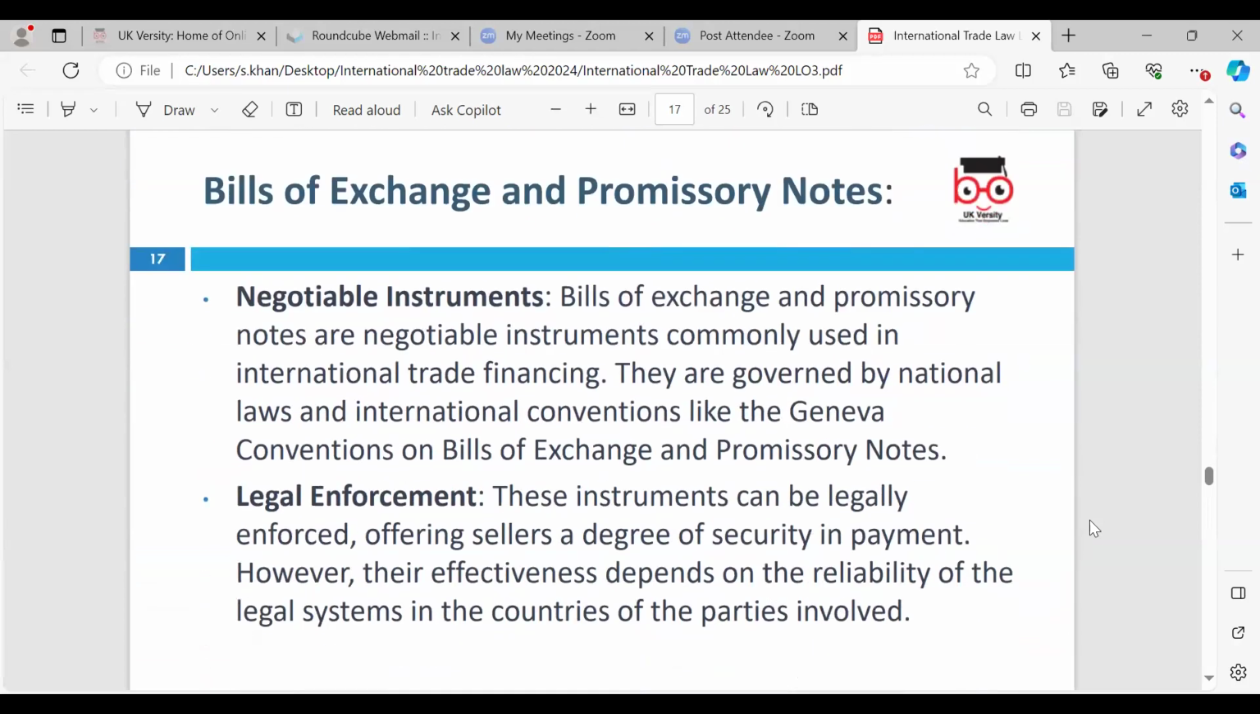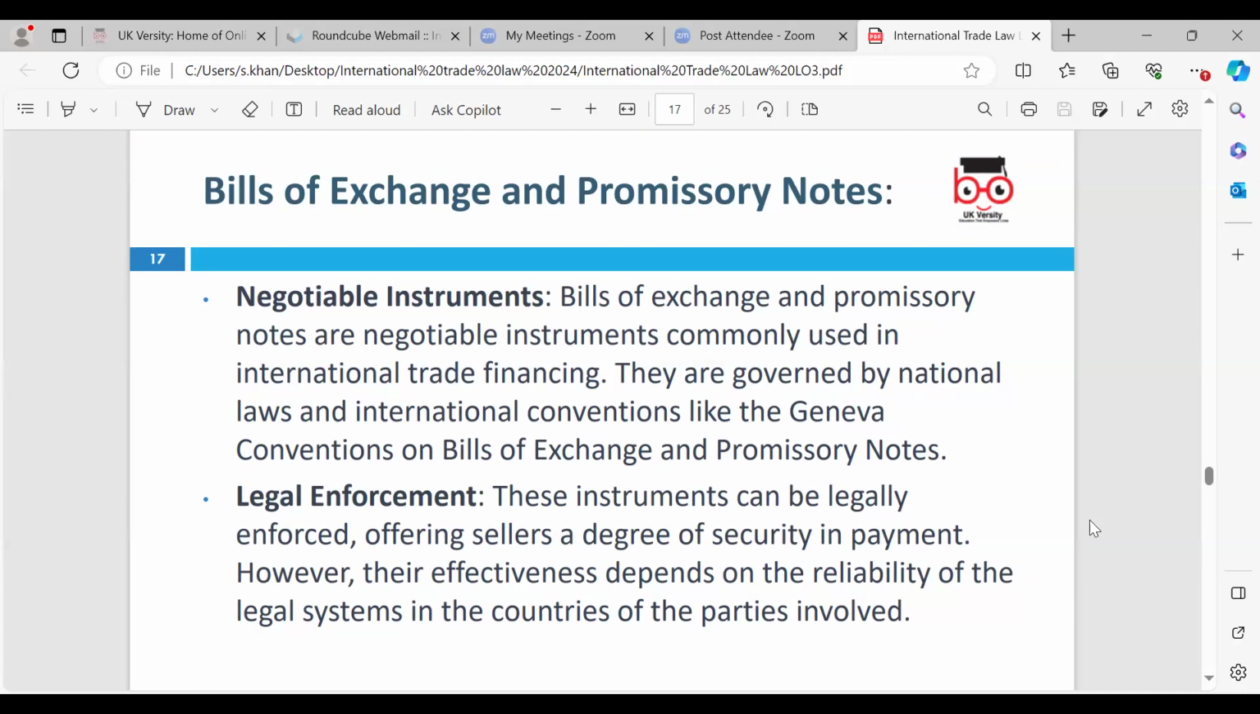Bills of exchange and promissory notes. Negotiable instruments, like bills of exchange and promissory notes, are commonly used in international trade financing. They are governed by national laws and international conventions like the Geneva Convention on Bills of Exchange and Promissory Notes. Legal enforcement: these instruments can be legally enforced, offering sellers a degree of security in payment.